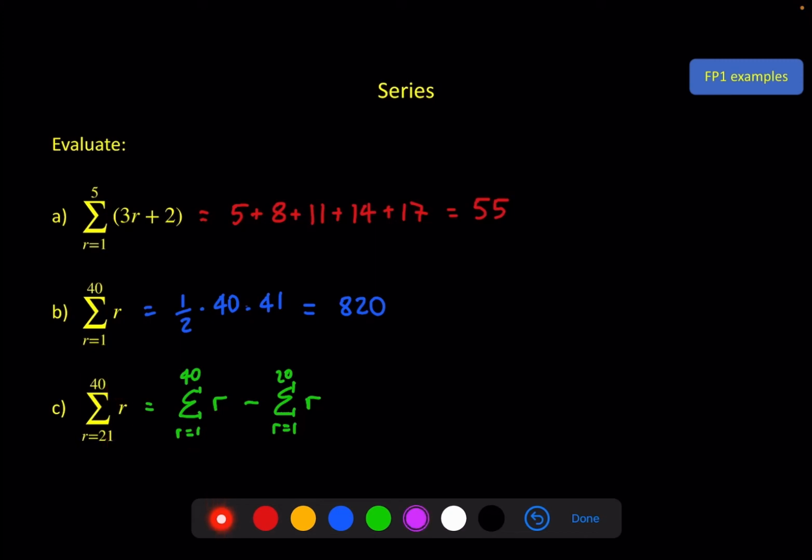So I've got two stages here. We've got a half times 40 times 41, which we already know is 820, and then minus a half times n, for the second summation, is 20 times 21, and that gives us 10 times 21, 210, which gives us a final answer of 610. And obviously that's much easier than starting with 21, going up to 40 and adding each term in between by hand.